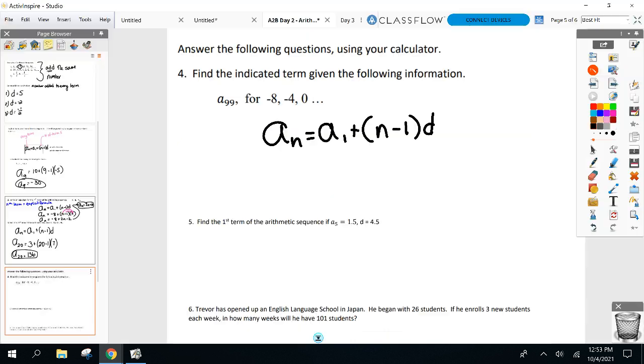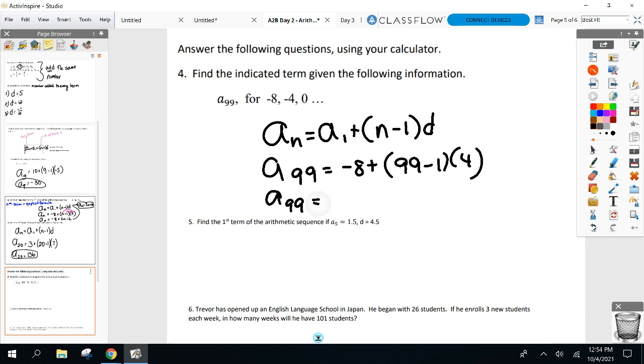Jenna, go ahead. N value. -8. Oh, no. Relax. 9. Thank you. A1 -8 plus, what's your N value? 99 -1 times 4. There we go. Should have a positive number here too. What do we have? Positive 384. That would have taken us a while without the formula, right?